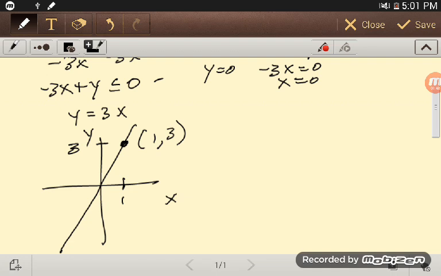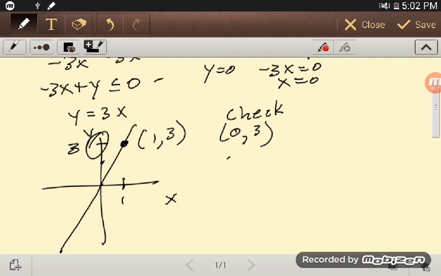Now the hard part is that when the line goes through the origin, a nice point to check to see which side to shade in is (0, 0). Here I don't have (0, 0) because it's actually on the line. It's equal. But I could take any other point, for instance (0, 1) or (0, 3). So suppose I check the point (0, 3), where x equals 0 and y equals 3.